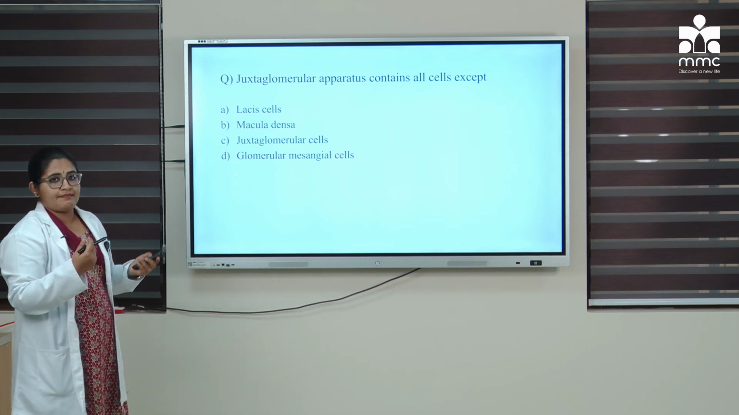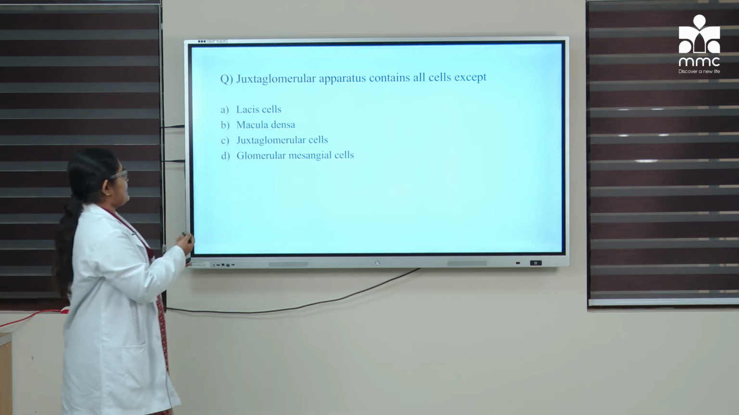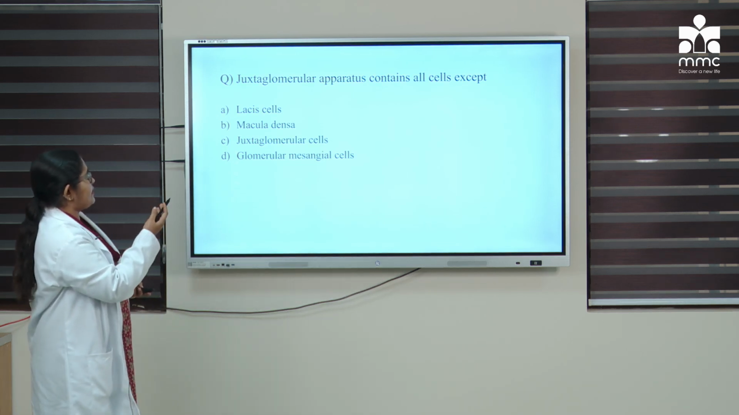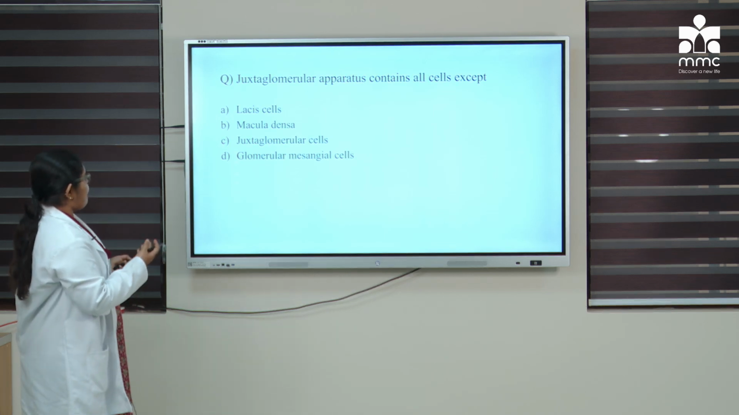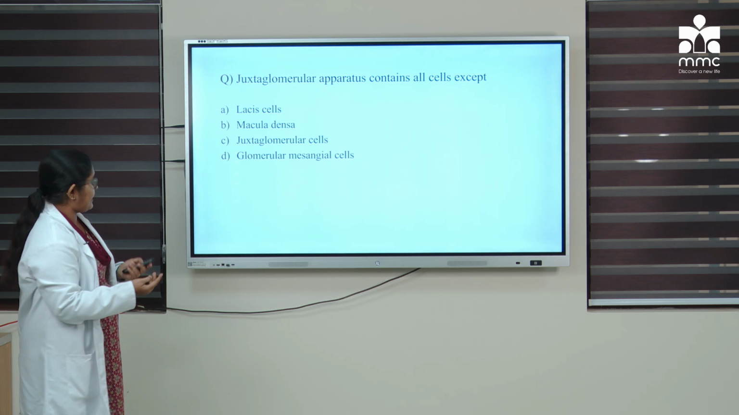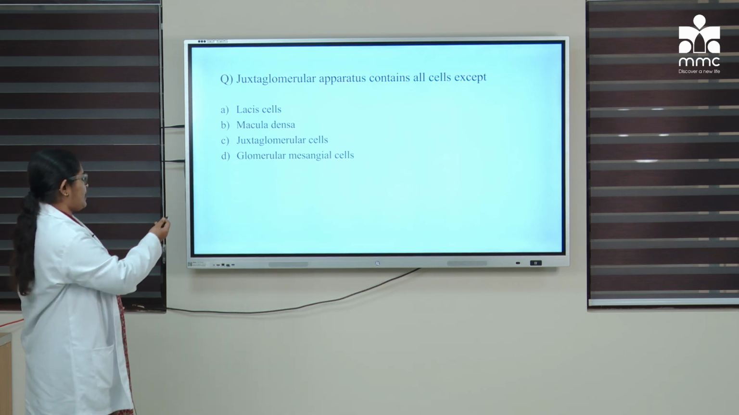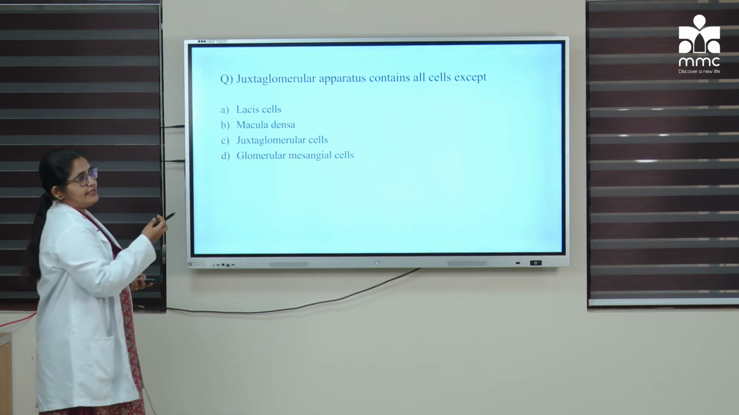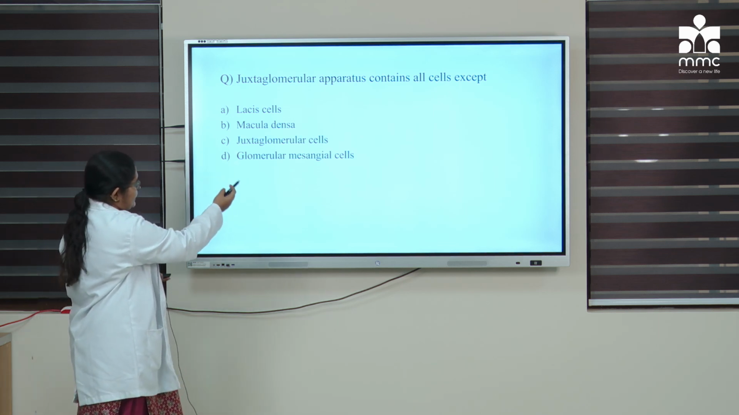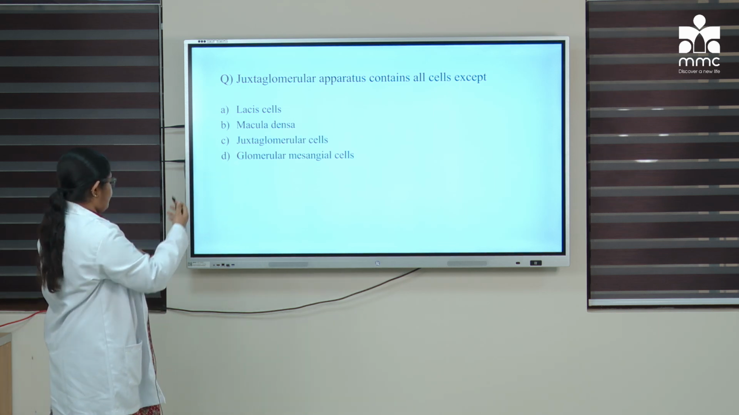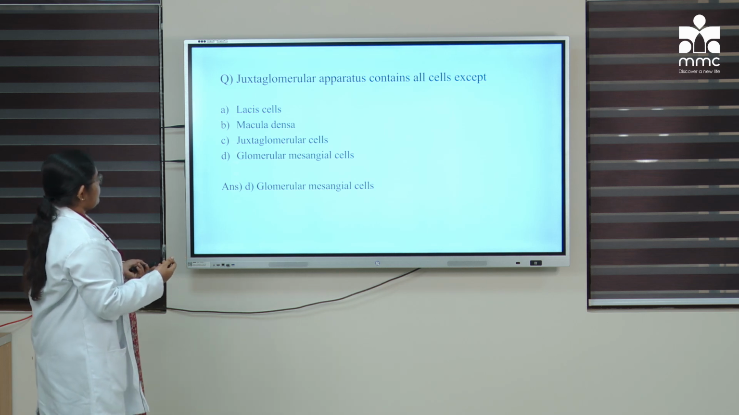Sometimes one word answer MCQs can be asked. One such example is: the juxtaglomerular apparatus contains all cells except. So, Lacis cells, they are the supporting cells. Macula densa is a modification of the thick ascending limb of loop of Henle. It is a part of the JG apparatus. The juxtaglomerular cells are modifications of the afferent arteriole. The glomerular mesangial cell, option D, is not part of the JG apparatus.